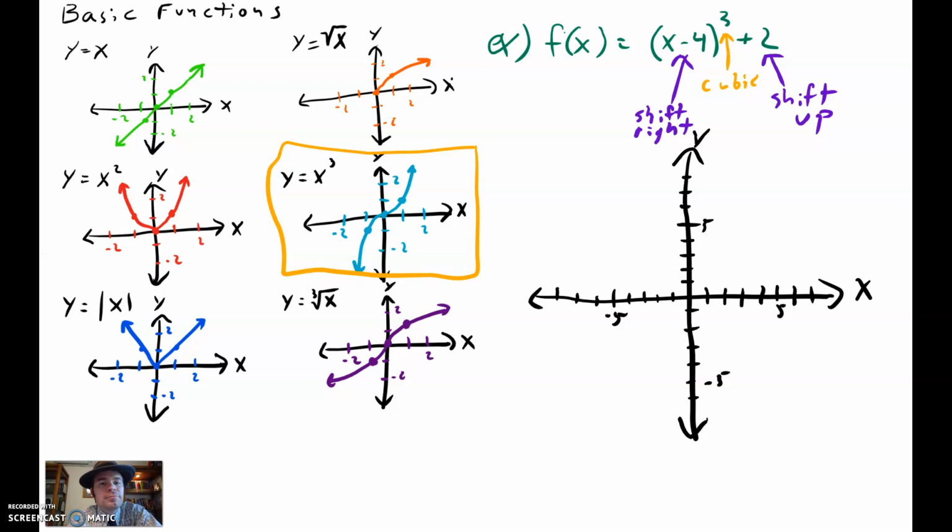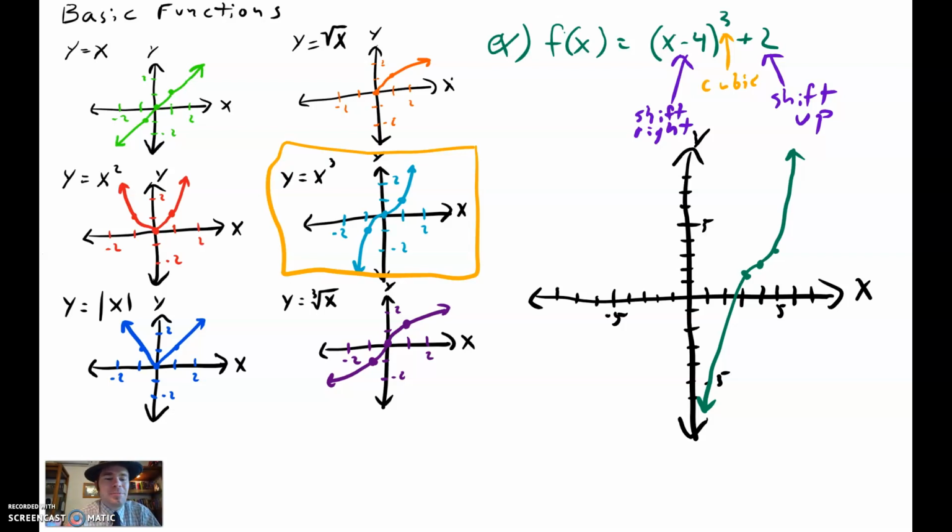So our graph is going to be shifted 4 to the right, 1, 2, 3, 4, and 2 up, 1, 2. This is our new starting point. Now this graph, from the starting point, we would normally go up 1 and right 1. And then we would go down 1 and left 1. So from our starting point, I'm going to go up 1 and right 1, and down 1 and left 1, and then just draw our basic shape from there. And that's it. That is f of x.